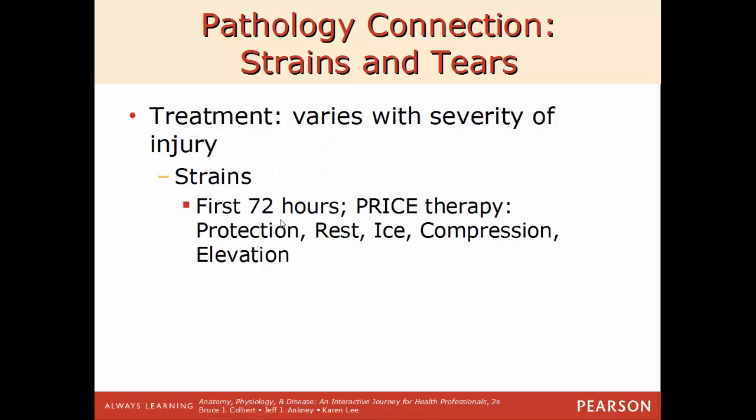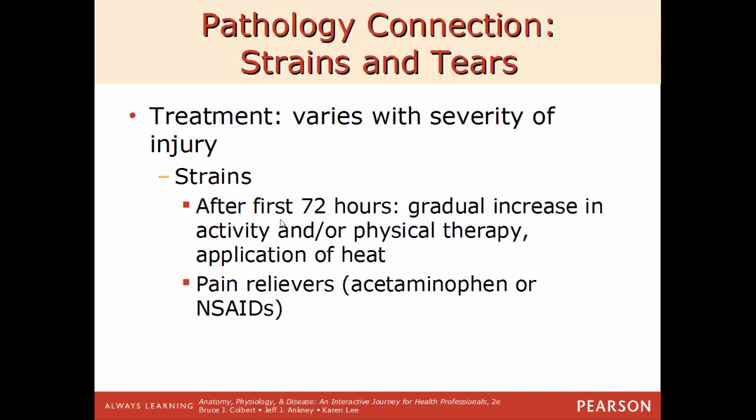Various treatments for strains and tears. Of course, this will depend on how severe the strains are. In the first 72 hours, you have what's called PRICE therapy, P-R-I-C-E. You have protection, rest, ice, compression, elevation. Then after that initial 72-hour time frame, there's a gradual increase in activity or physical therapy, and then also the application of heat. And also you'll have pain relievers, such as acetaminophen, for example.